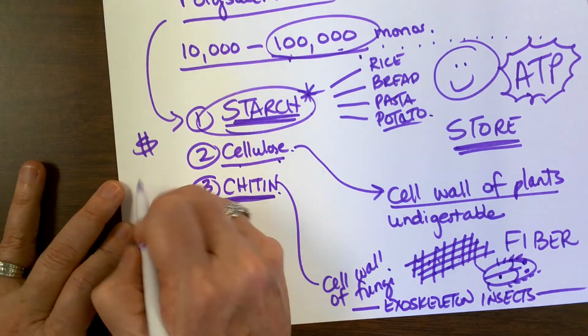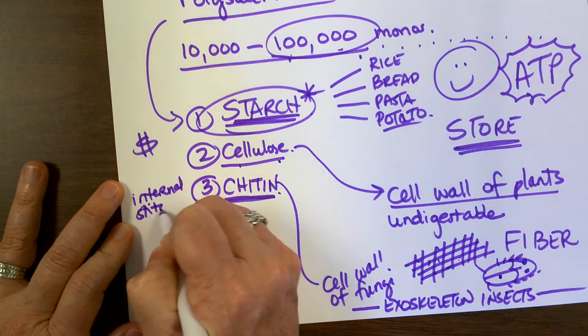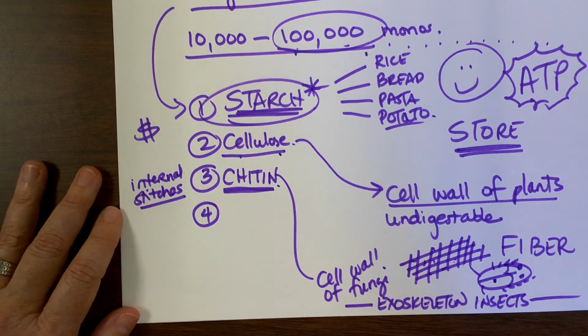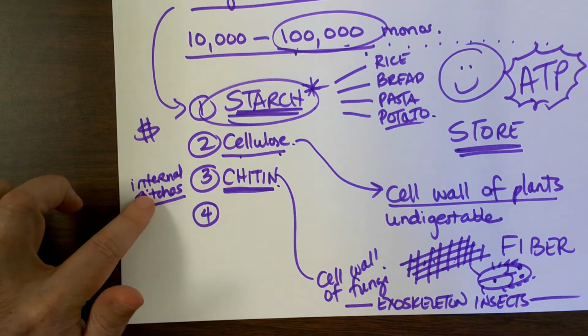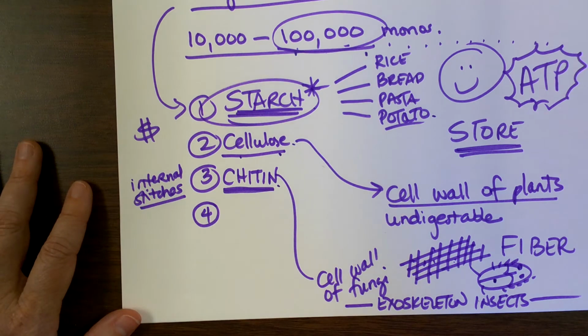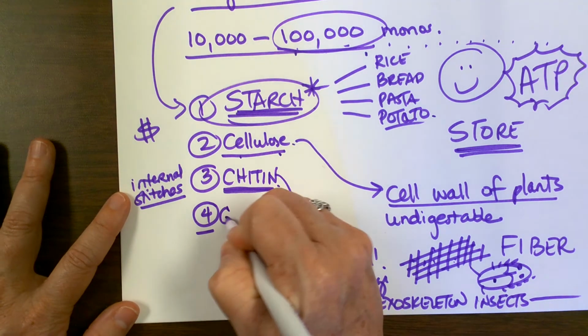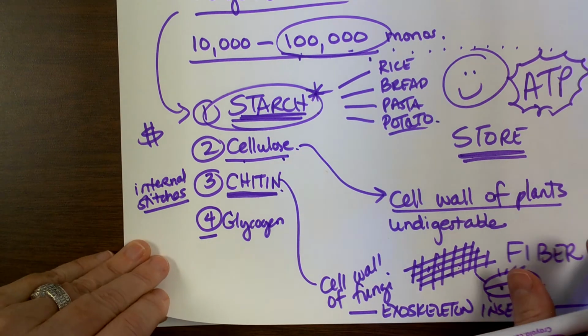And a fun fact, internal stitches get made out of chitin because when you have surgery and they do stitches on the inside, these will naturally over time dissolve because they're basically just a sugar base. All right, and then number 4 is glycogen. Okay, now I'm going to talk about glycogen on its own page.